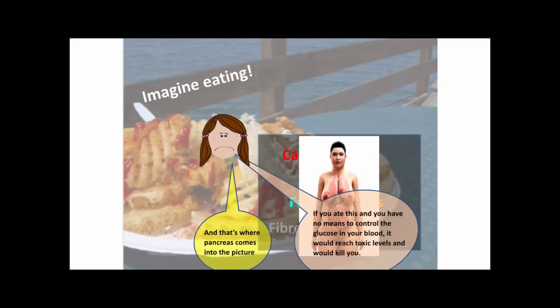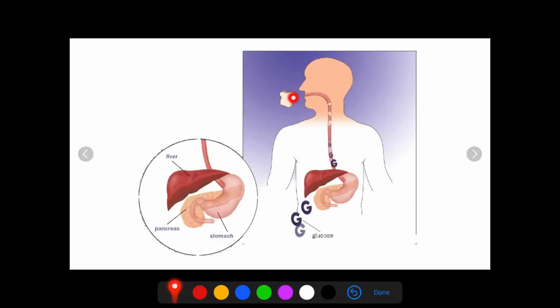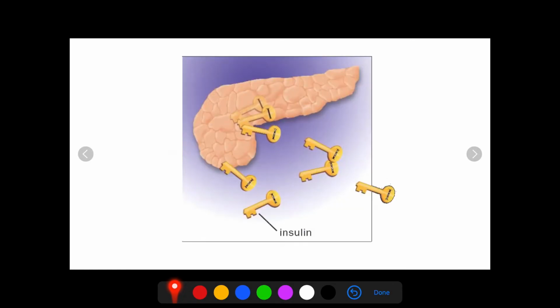And that's where the pancreas comes into the picture. So when you eat, the body breaks down the food that we take into glucose. And glucose, again, is a type of sugar, a monosaccharide, that is your body's main source of energy. And as the blood glucose rises, the body will now send signal to the pancreas, specifically to the beta cells of the islets of Langerhans, which will release the hormone insulin.